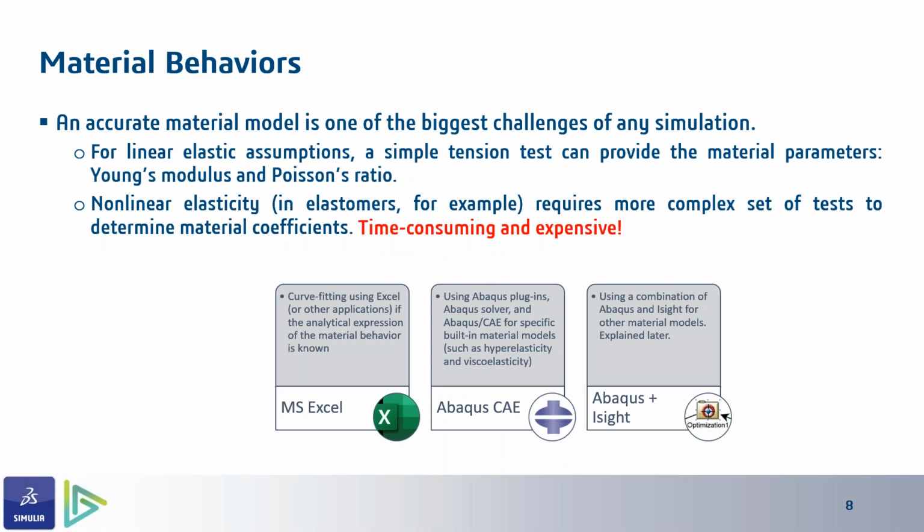So how can materials be modeled in any simulation? It's actually a challenge because for linear elastic, it can be simple with the tension test where the data can be provided in order to find the Young's modulus and the Poisson's ratio. However, when we move into the non-linear elasticity of materials, like for example elastomers, they require more complex sets of test data to determine their material coefficients, and that becomes time-consuming and expensive. So generally, we have three ways of doing it: curve fitting methods in Excel, using Abaqus or its plugins to do calibrations, or an advanced method of using automation with Abaqus and Isight.